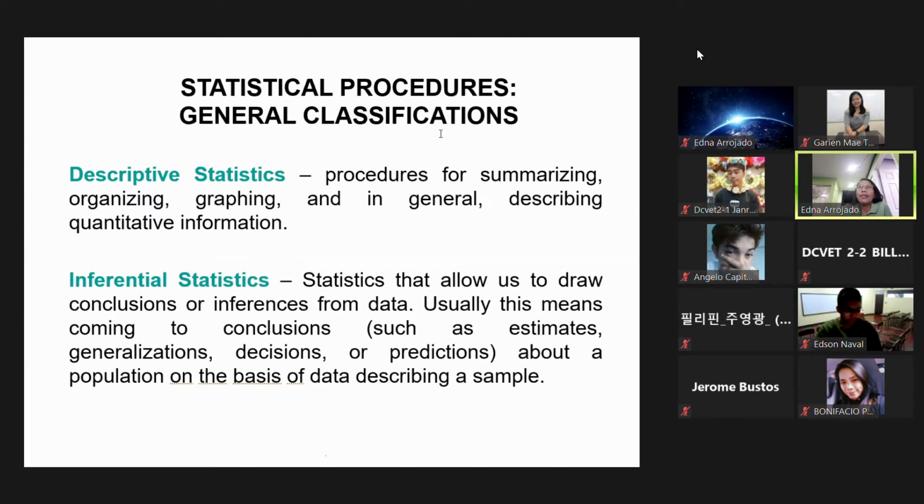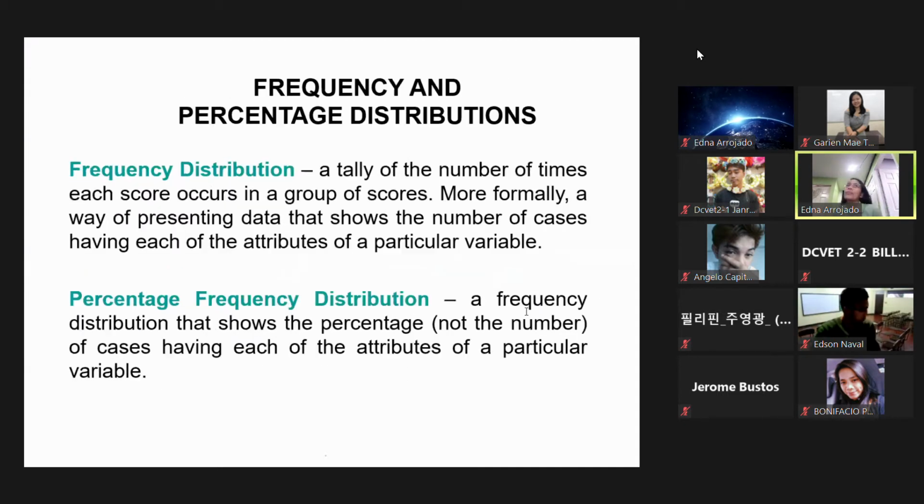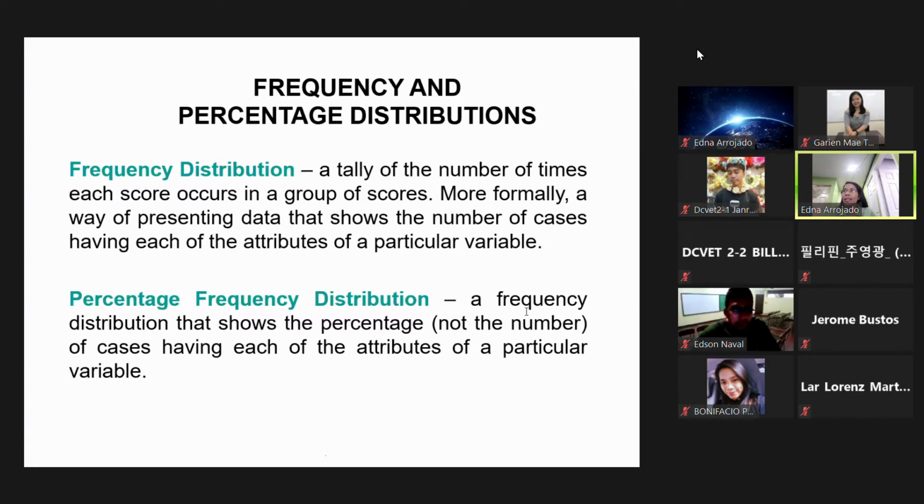We have the frequency and percentage distribution. Frequency distribution, you tally the number of times each score occurs in a group of scores. So formally, a way of presenting data that shows the number of cases having each of the attributes of a particular variable. So it's like this: when you want to study people on an issue, agree, disagree, strongly agree, and then disagree, and then strongly disagree.